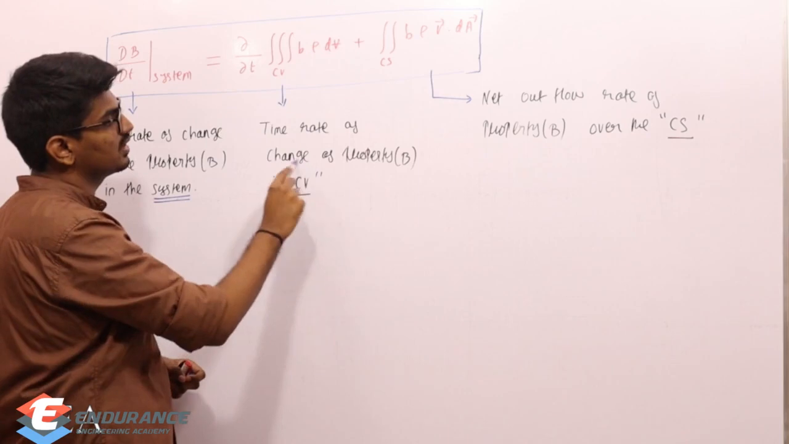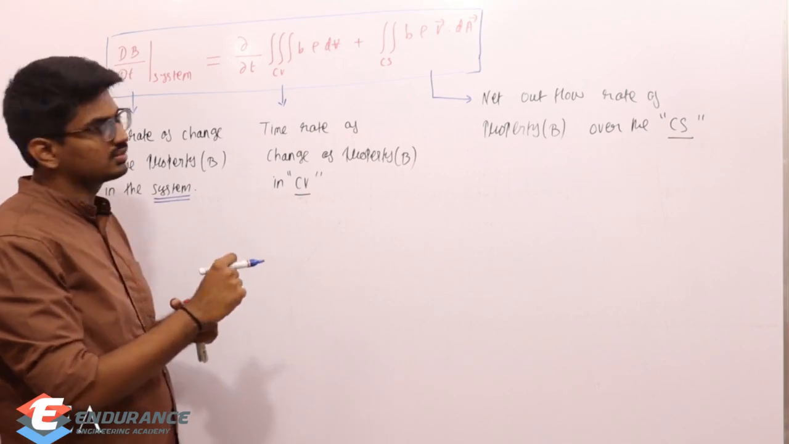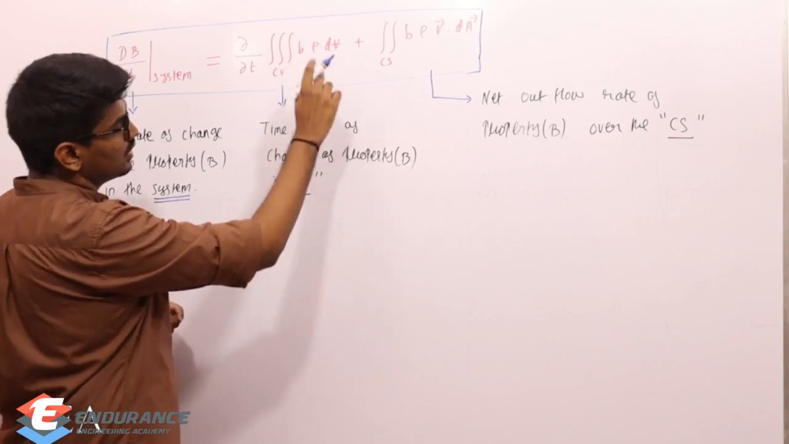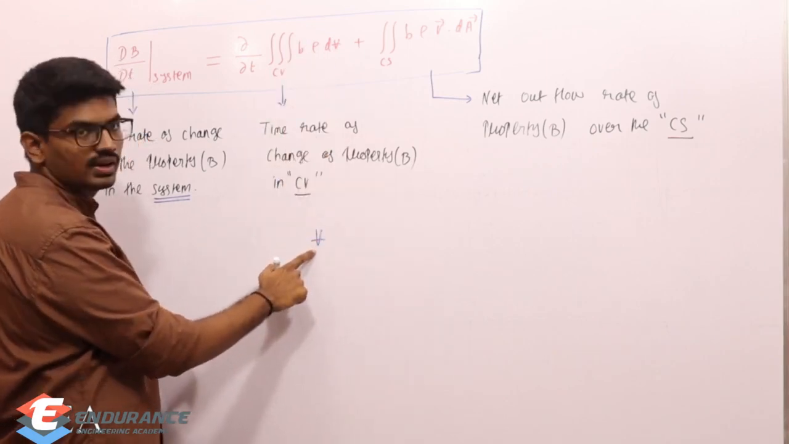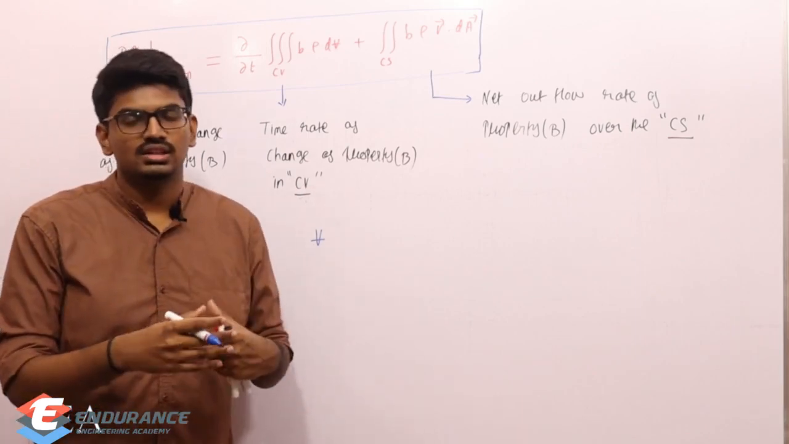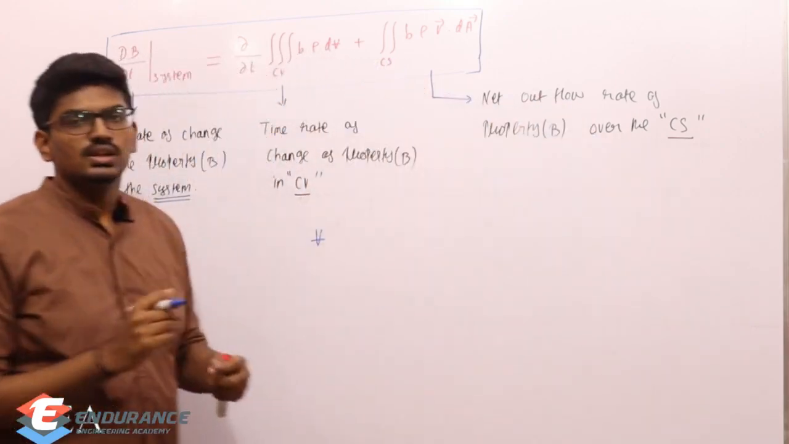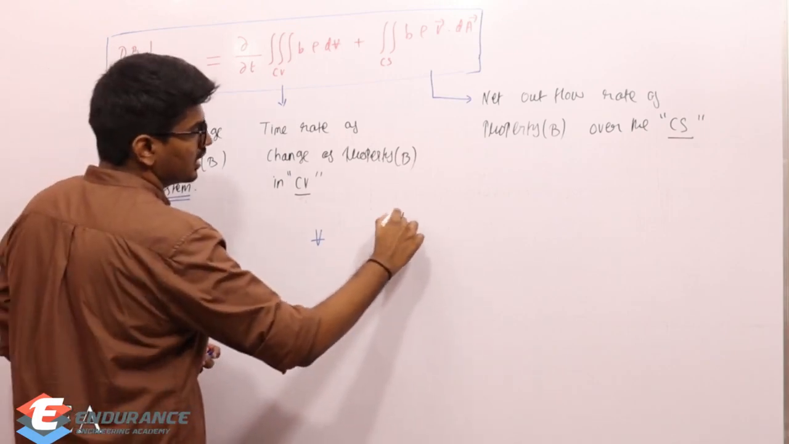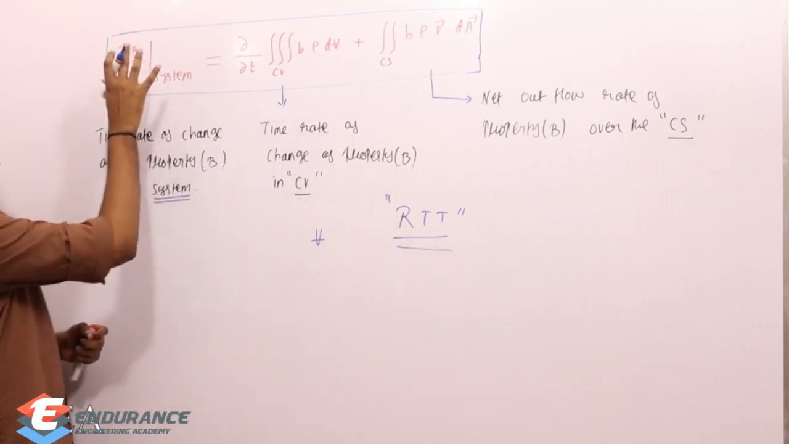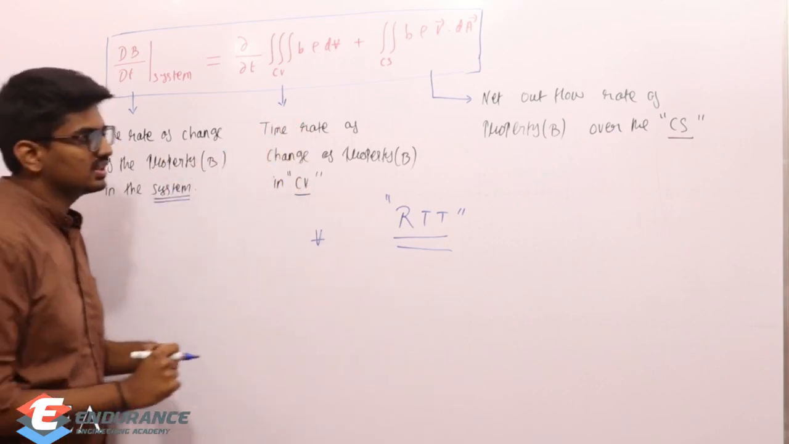Why am I using the partial derivative? Because in the control volume, space is fixed. So it is the time rate of change of the property B in the control volume. This is our property B. If I find the volume integral of b rho into dV, this symbol indicates volume. And plus it is the net outflow rate, or in other words the net efflux rate, of the property B over the control surface CS. So RTT, Reynolds Transport Theorem, is linking the system's equation with the control volume's equation.